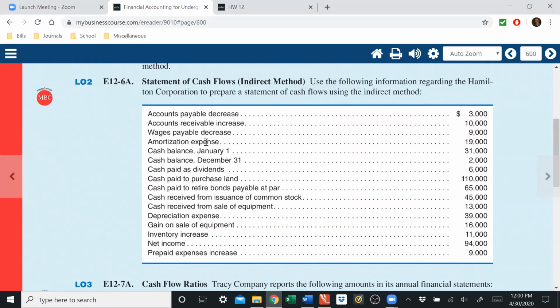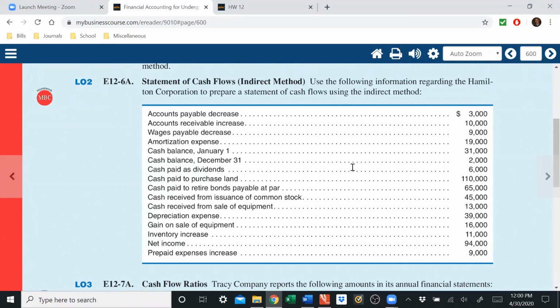Amortization, we've already taken care of. We will list these things down later. The change in cash from January to December looks like cash went down by $29,000. We're trying to explain that $29,000 decrease. We'll put that down at the bottom. There's our dividend, $6,000. That goes in the financing activities section, so not here, not in the operating.